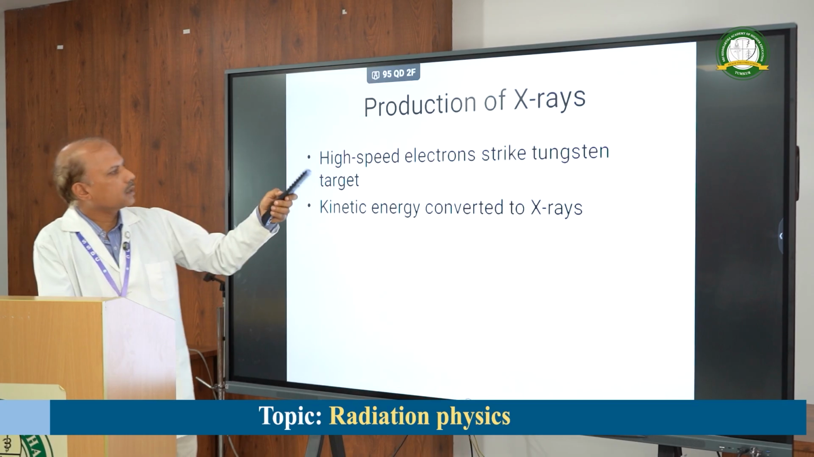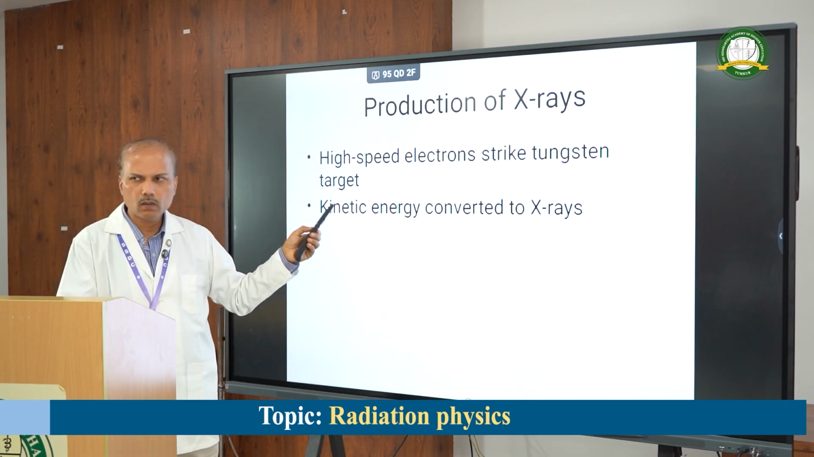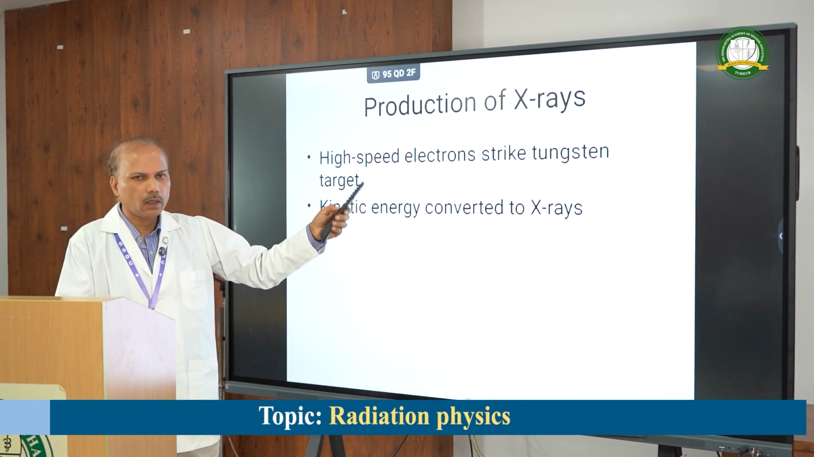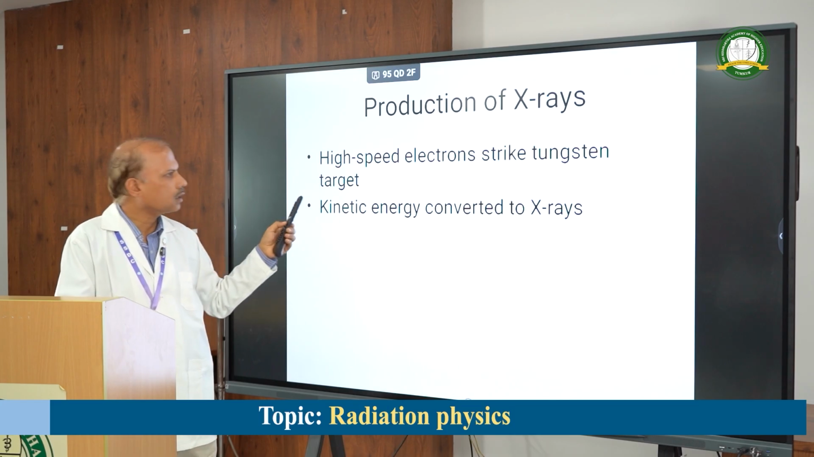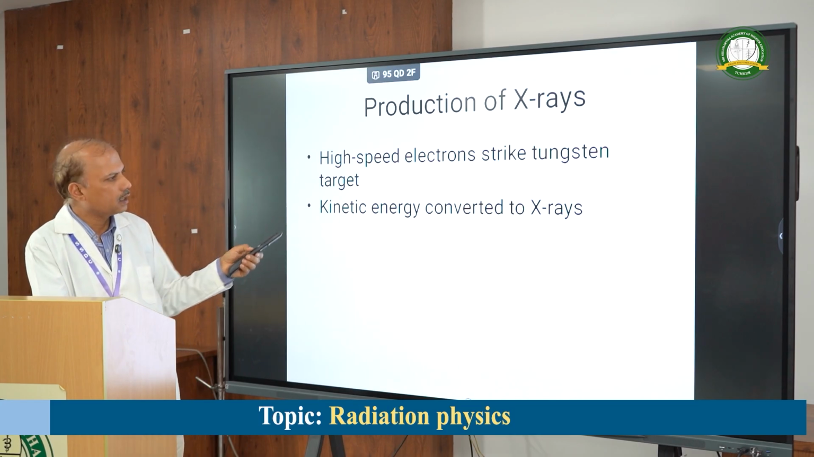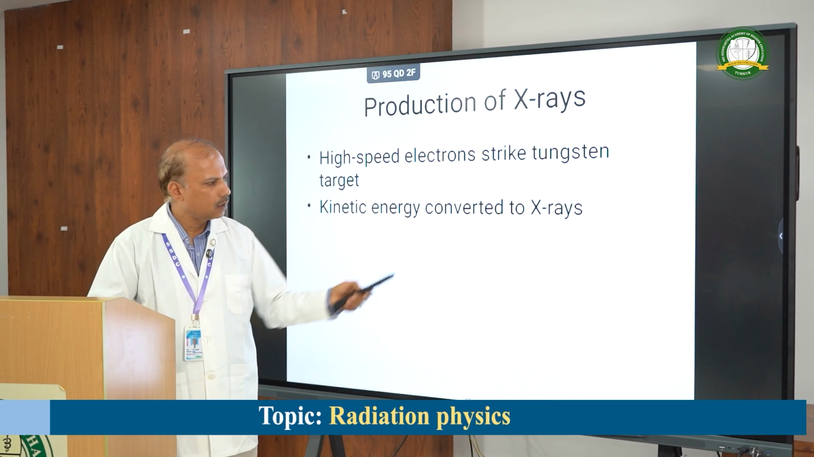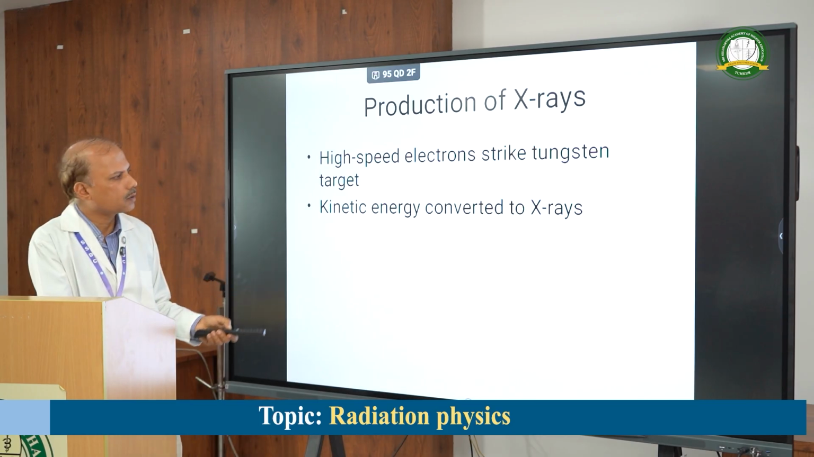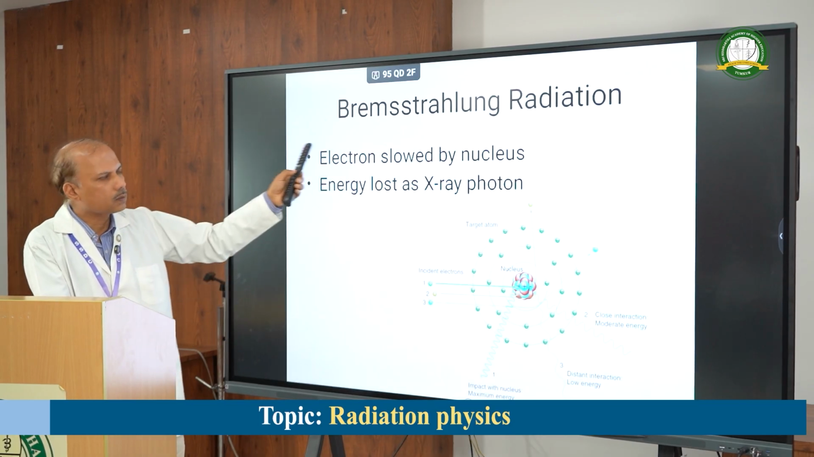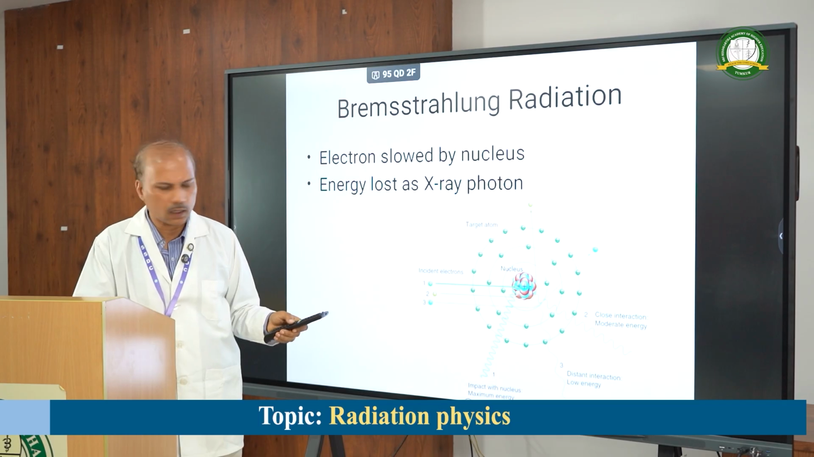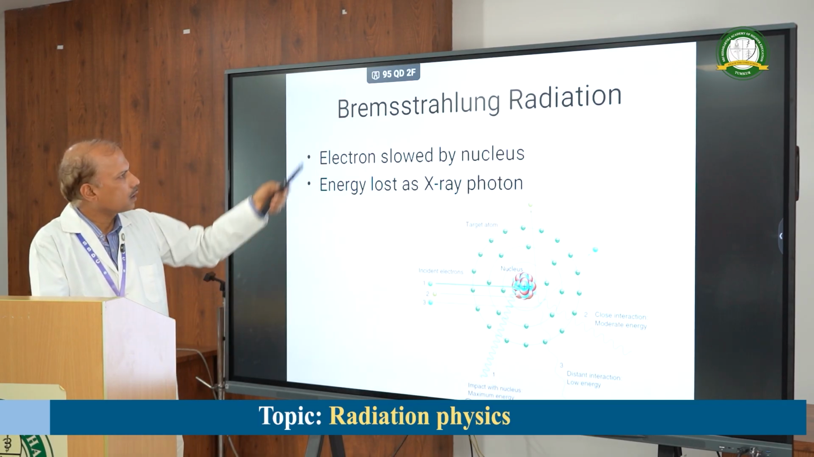So in the production of X-rays, when a high speed electron is ejected from the cathode to the anode, it strikes the tungsten target, and the kinetic energy is converted into X-rays. There are basically two types of interactions which occur, that is the Bremsstrahlung interaction and the characteristic interaction. There are two types of Bremsstrahlung interactions.